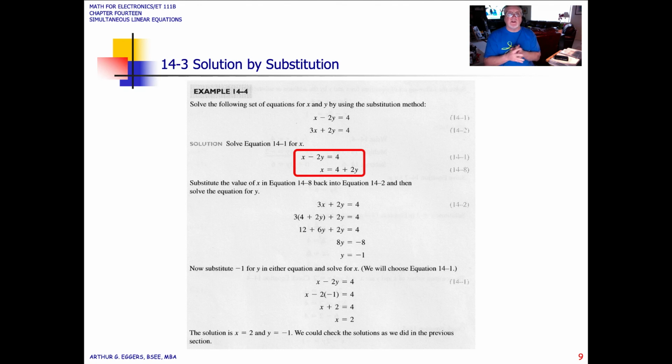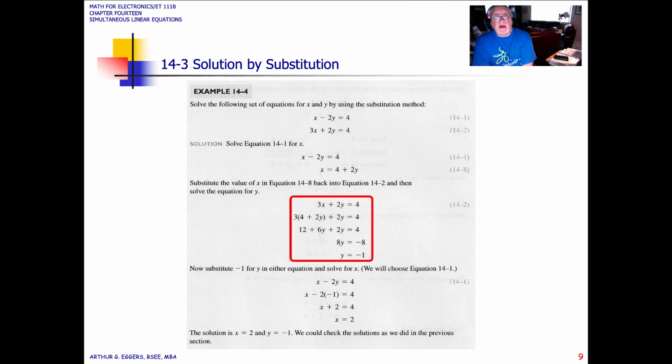How do we put it in terms of x? We move everything that isn't x from the left side to the right side. So now what we're saying is this solution for x is 4 plus 2 times y. So now we have an expression where we can solve one in terms of the other by doing a substitution.